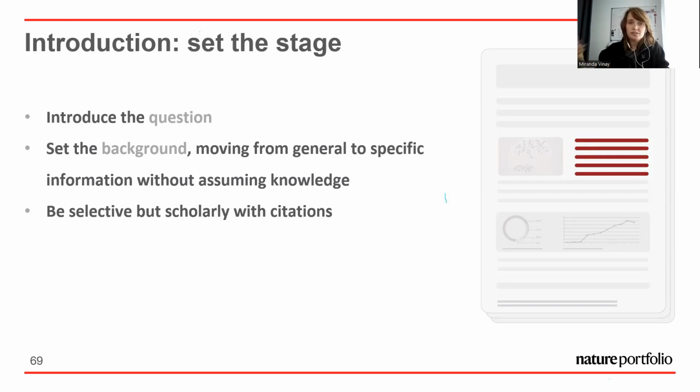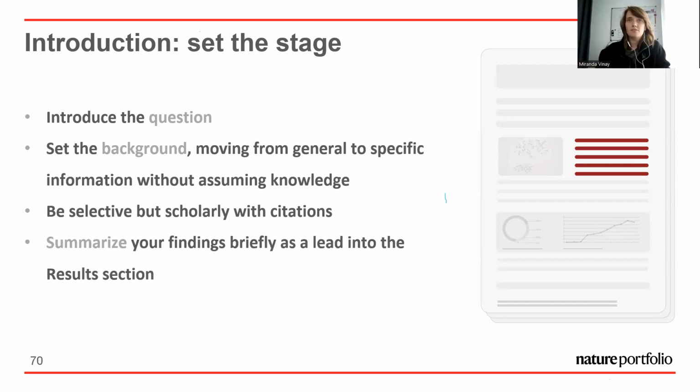You don't want to assume knowledge, especially because the introductions of papers are particularly important for undergraduates and early career researchers. And you want to be selective but scholarly with these citations. You can't cite everything, so you only want to cite the most important work that has a direct implication to your findings. And finally, you want to summarize your findings briefly and lead into the results section. My absolute favorite paragraph to ever read in an introduction says, "In this paper, we," and then it expands on the one sentence that you've added to your introduction.